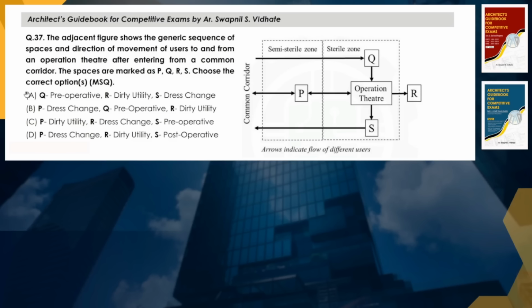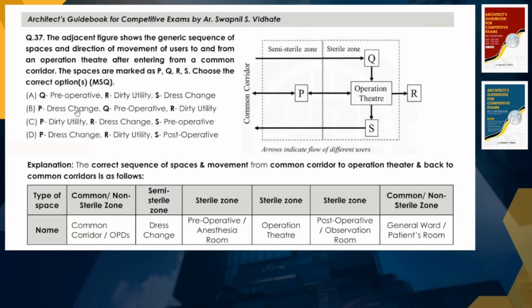So let's focus on what are the spaces we travel before entering the operation theater, and again after coming out of the operation theater. What is the chronology? What is the sequence of spaces in the hospital? So the correct sequence of spaces and movement from a common corridor to the operation theater and back to the common corridor is as follows. The first space is the common corridor, or what we call the outpatient department, OPD. This is called a common area or the non-sterile area.